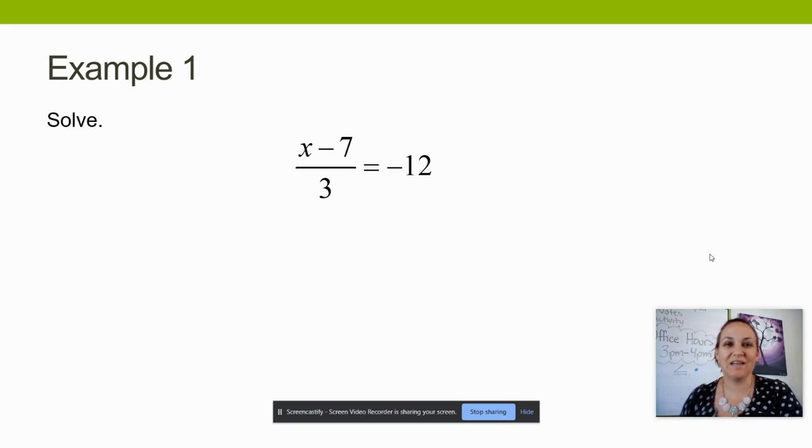In this first example, I have a fraction that takes up the entire left-hand side of the problem. The whole left-hand side is a fraction. The x and the -7 are all on top. In this type of problem, where the entire side is a fraction, we can solve this by making the other side a fraction as well and doing cross multiplying.